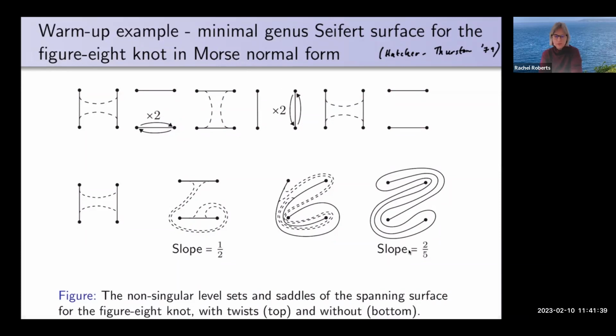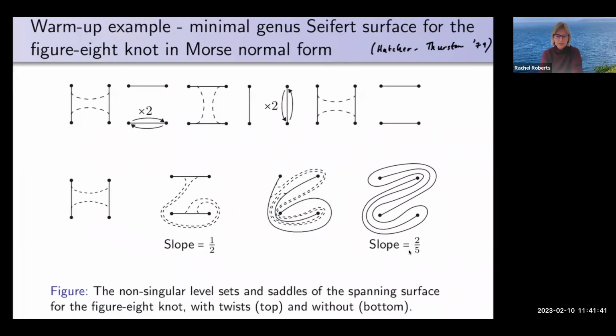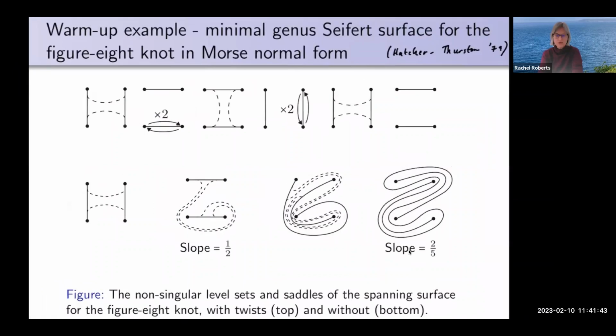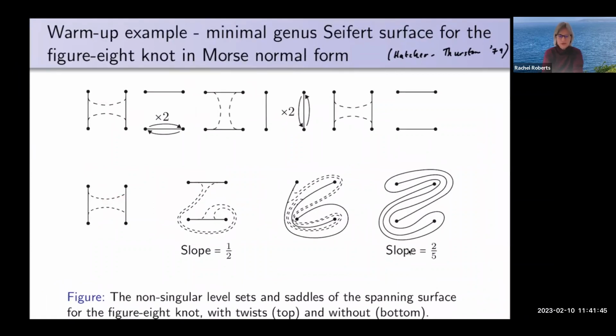And you can also equally well picture this without doing the 2 half twists. So if we think about doing the saddle, we end up with the 2 arcs as before. But if we look at this picture and undo the twists, we end up with the saddle looking like this. And again, undo the twists, this saddle becomes this one. And at the end, you have slope 2/5.